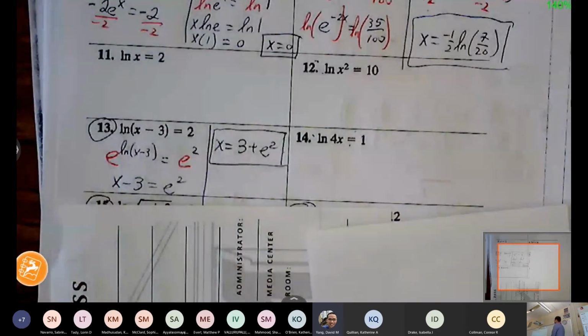So I raise both sides base e. E and natural log have a way of undoing each other. They're inverses of each other, so they're going to cancel each other out. The only thing left is the x minus 3, but we want to make sure that we balance it on the other side as well, that we raise the right side to be e squared. And then we can solve for x, right? 3 plus e squared. Okay, questions with 13.